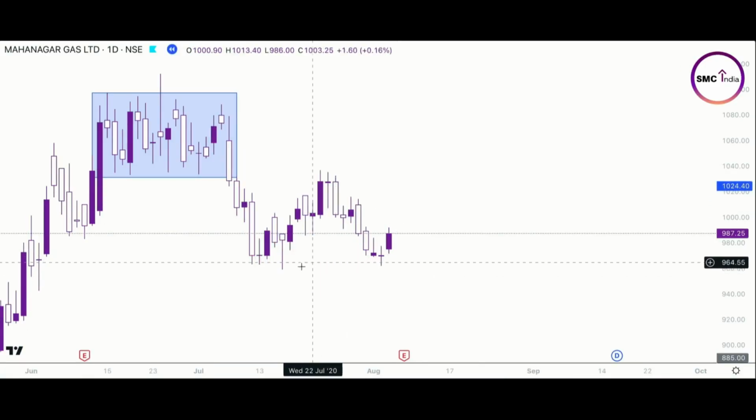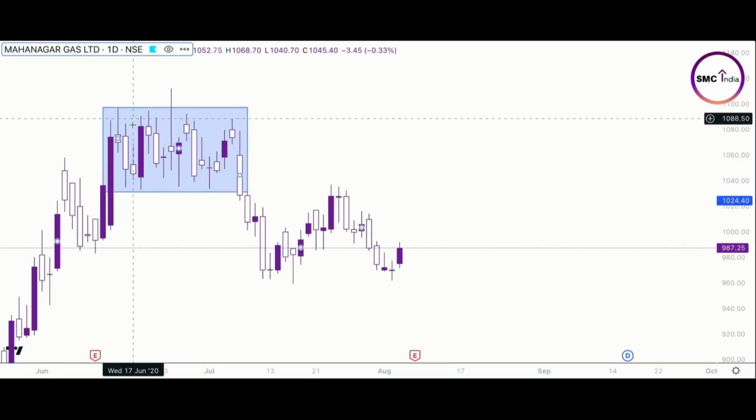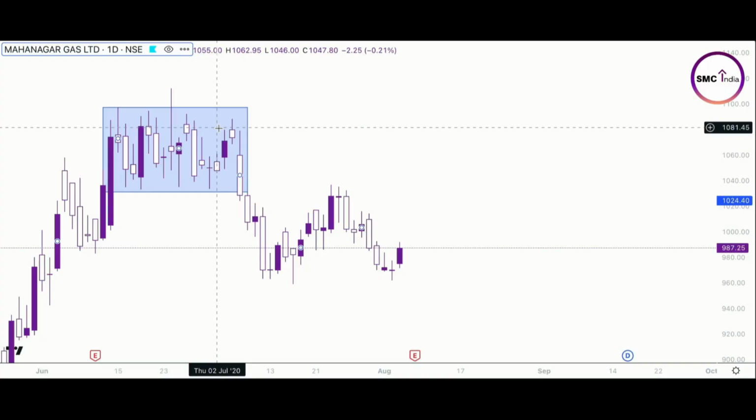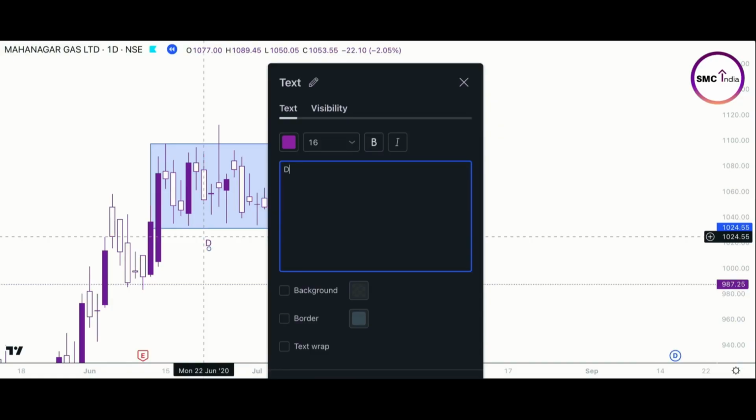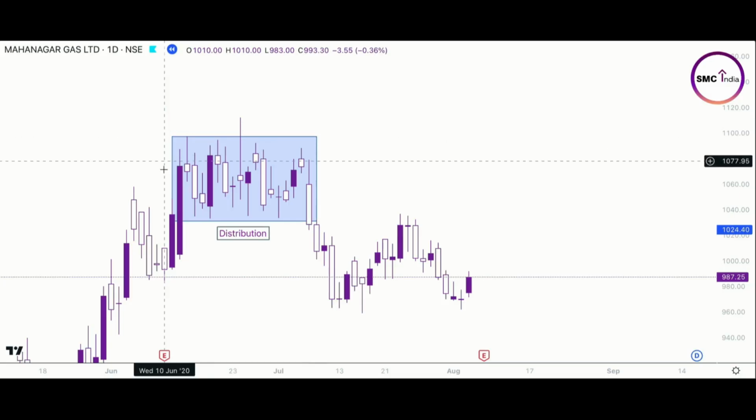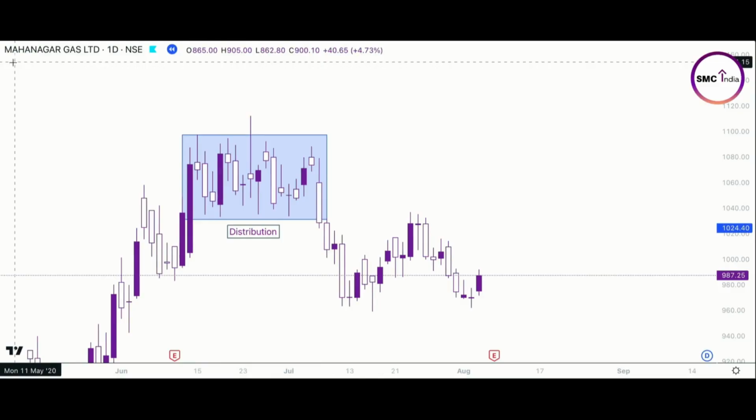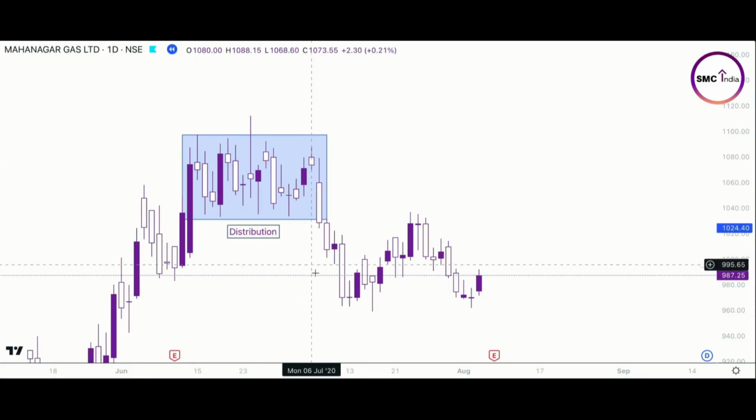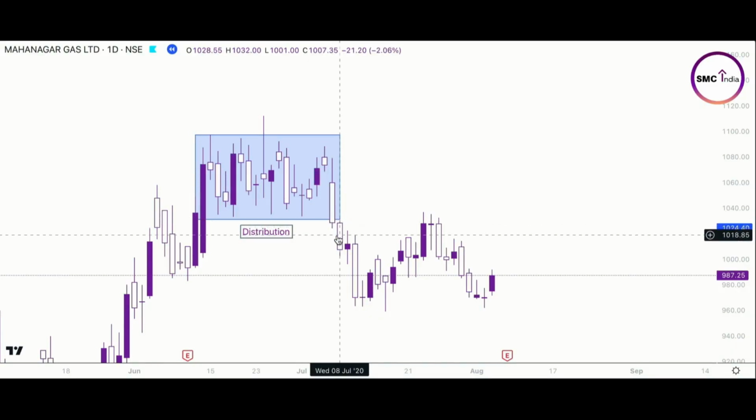But as an SMC trader, what you do is you wait for this candle to break, so you understand this area to be a distribution zone, and I mark this as the area of distribution. So the banks place their orders here, short Mahanagar Gas Limited in this zone. As they short, they trap the retail traders here, hitting the stop losses.